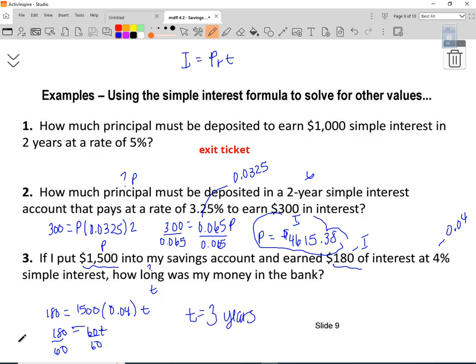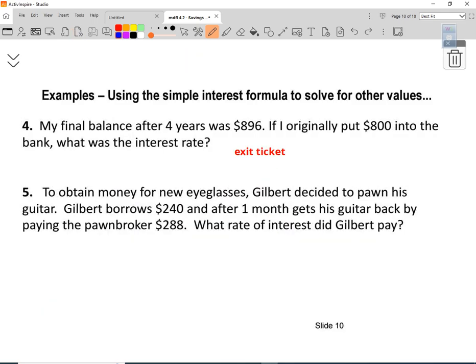If we're looking for T, we still use this equation, but we plug in the interest, the principal, and the rate, and we solve for the time. And let's see. So this one is your exit ticket. We're going to do one more.